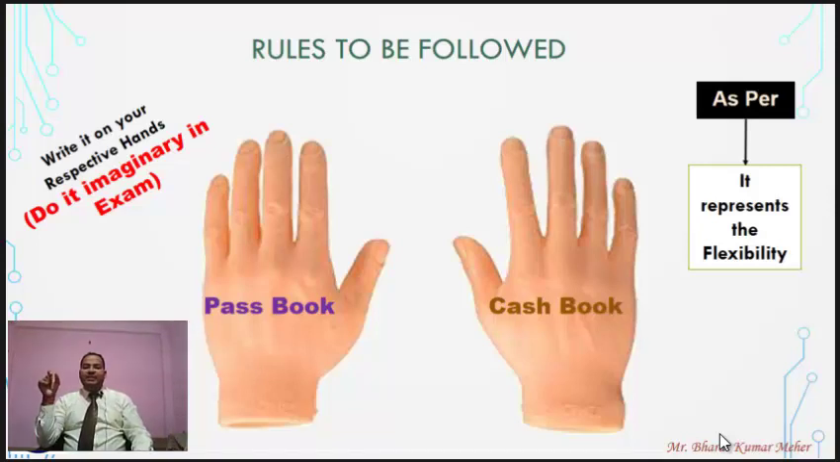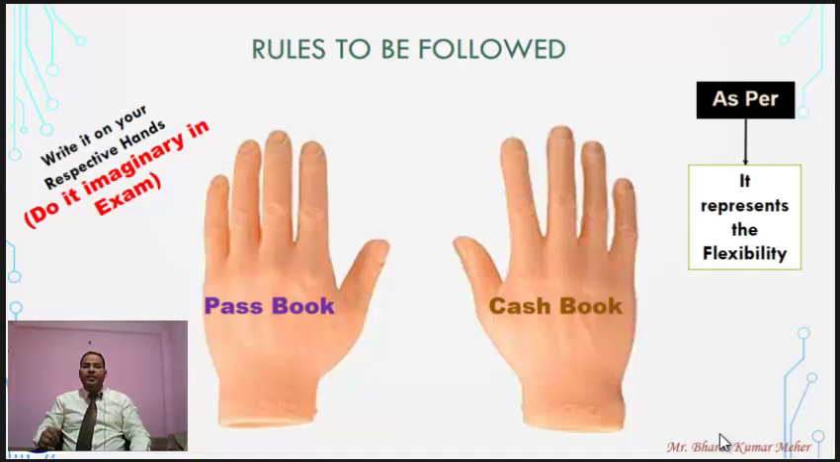Now next, the term is "as per." Now what is "as per"? The term "as per" represents the flexibility. Now what is that flexibility? Say for example, if you are going to prepare the bank reconciliation statement as per cash book, it means that you can change only the cash book.